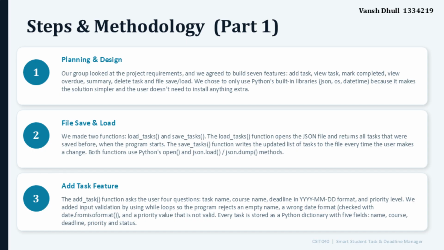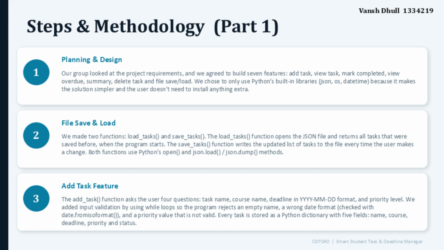Next was file save and load, which is what makes the data permanent. We built 2 functions for this, the load task and the save task. The load task function opens the JSON file and brings back all the tasks that were saved earlier. Every time the program starts, it does this. The save task function does the opposite. It writes the updated task list back to the file whenever the user makes a change. Together, these make sure nothing is ever lost between sessions.